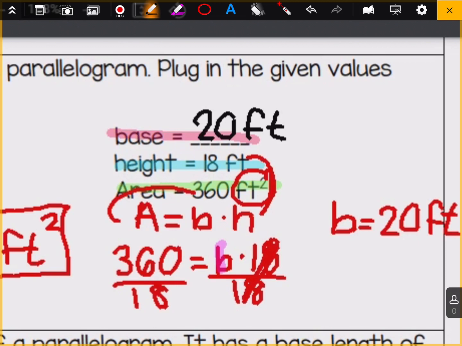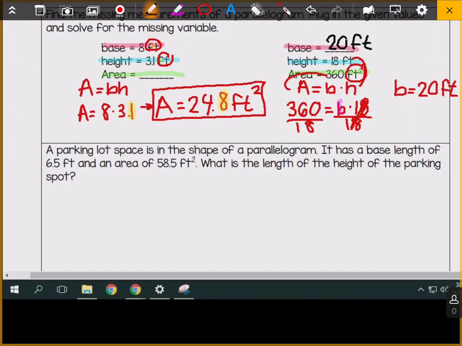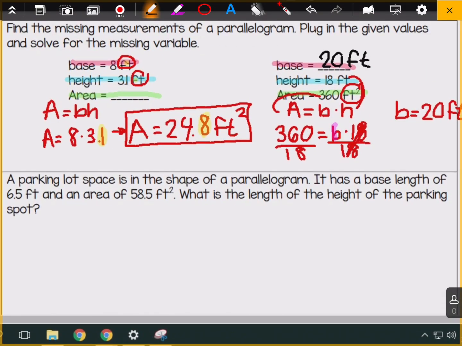This last example is a word problem, and this is more so how you're going to see them in a testing environment. And you need to find what is important and what is not important. Remember, we are mathematicians, not therapists. So it says a parking lot space is in the shape of a parallelogram. That tells us what formula to use. It has a base length of 6.5 feet. So there's a key word, that word base, and the number right behind it, 6.5 feet. That's very important. And an area of 58.5 feet squared. So the area is also something we will need.